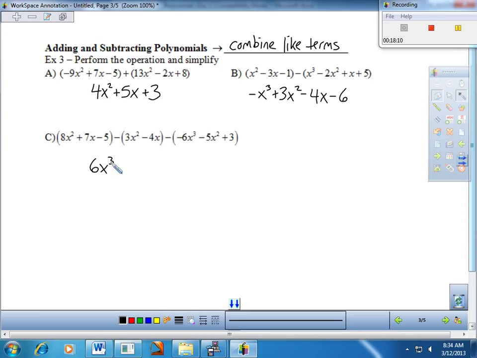Okay, next piece. I have 8x squared minus 3x squared, so that's 5x squared. I do this first: 5x squared to start, and then 5x squared minus negative 5x squared, and so I'm getting a 10x squared. Excellent. Let's keep it going. Maybe you're just ahead of me on this, that's perfectly fine. 7x minus negative 4x, that's 11x. And then it looks like I'm not subtracting any x's over here, so I think we have 11x.